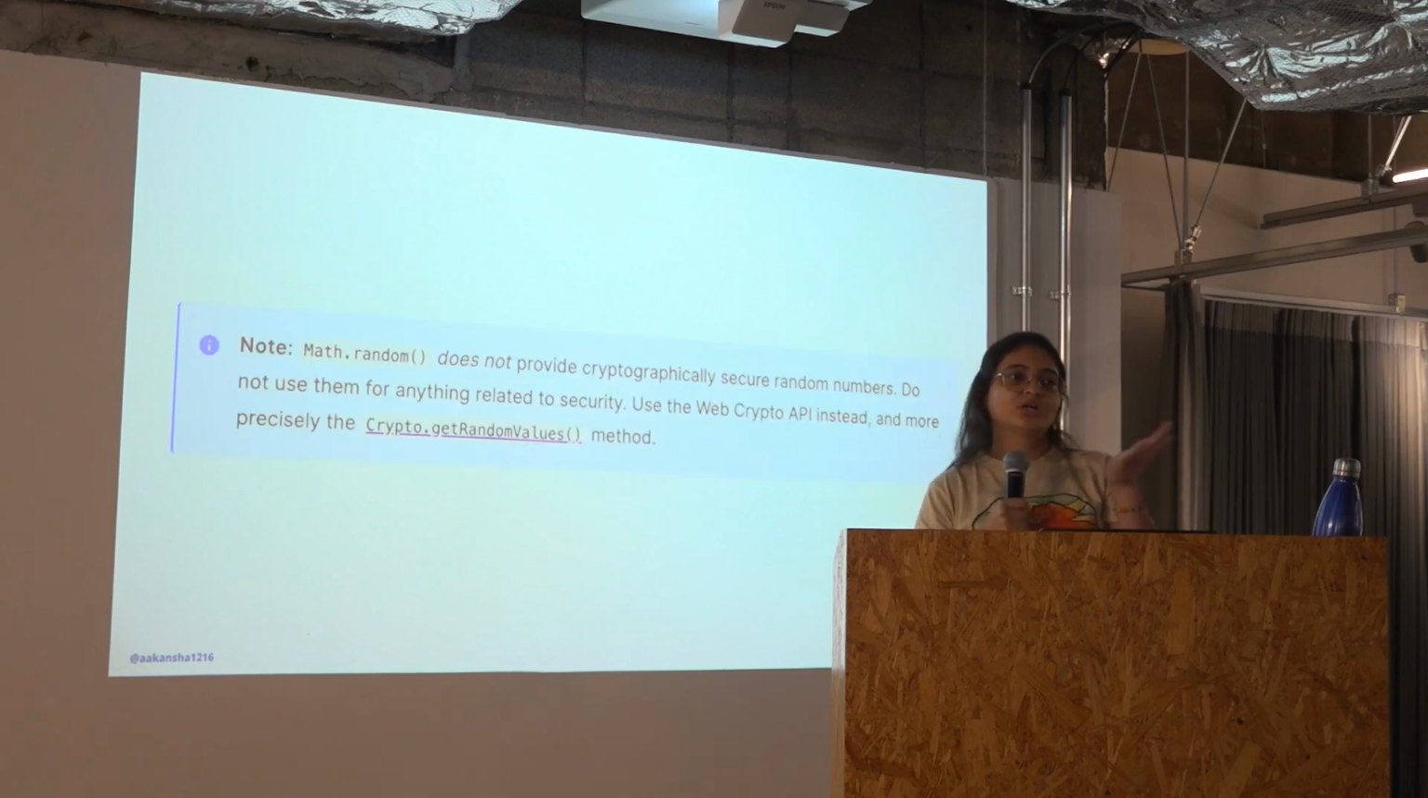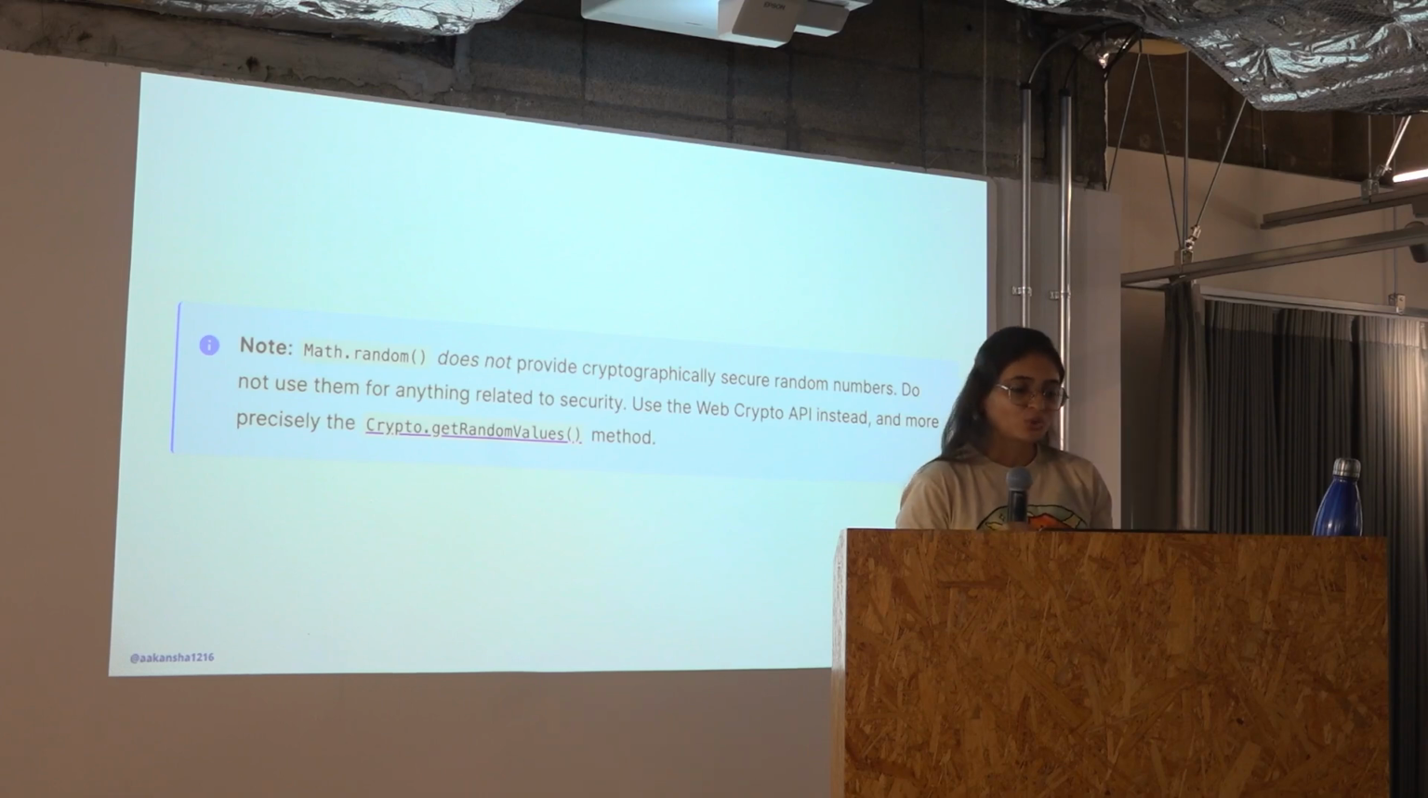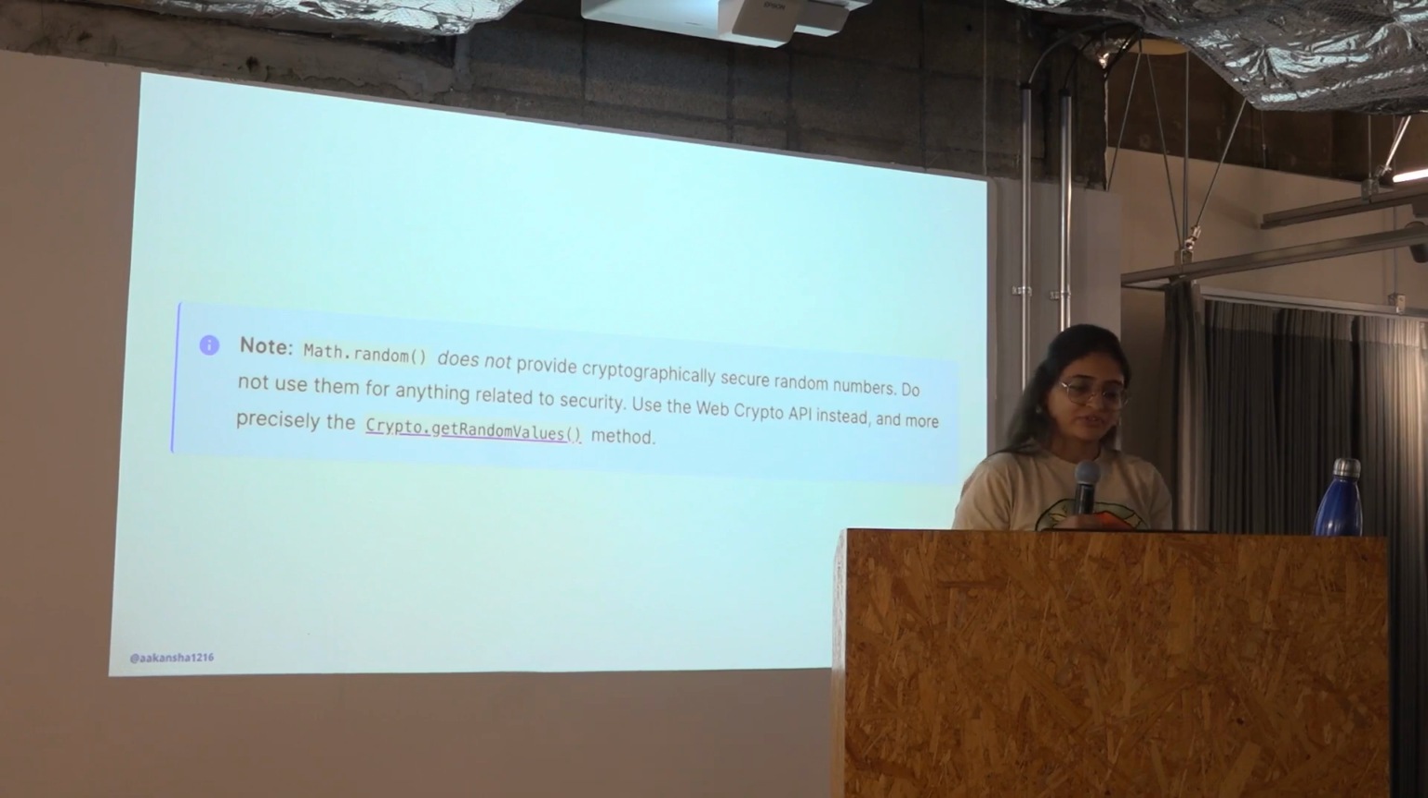Has anyone of you come across this particular info in the MDN docs, which says that you should not use Math.random because it doesn't give you cryptographically secure values? Now I agree with it, but I had this curiosity: why? The Math.random numbers do sound random to me, so why is it not secure when it comes to cryptography?